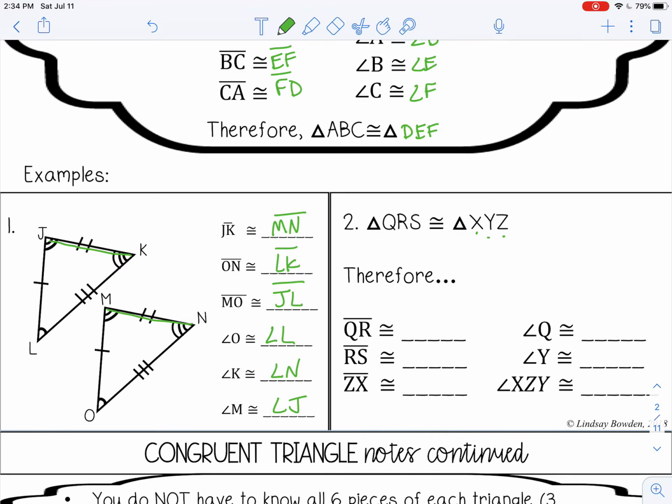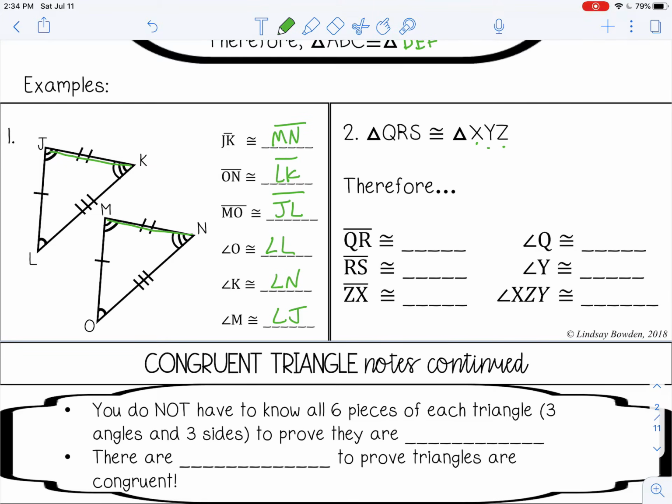In the next example, it says triangle QRS is congruent to triangle XYZ. So we don't have a picture here, but we can use the order of the letters in our congruency statement to finish each congruency statement below. So, for example, QR, that's the first two letters in the first triangle, it would correspond with XY. So line segment QR is congruent to line segment XY. And then RS corresponds with YZ.